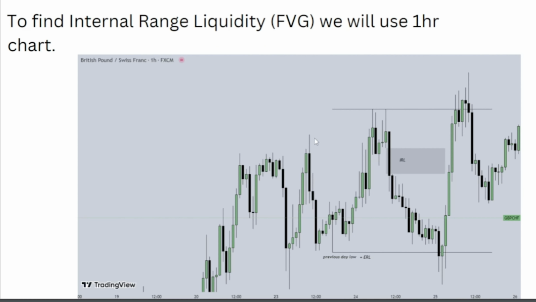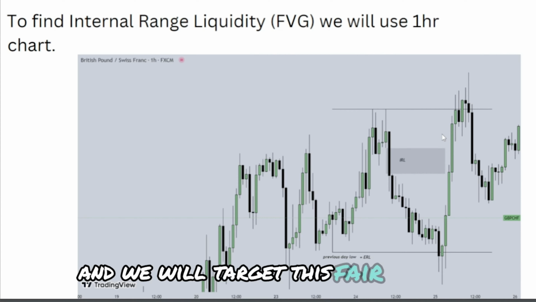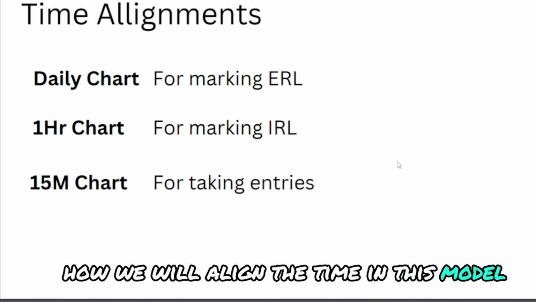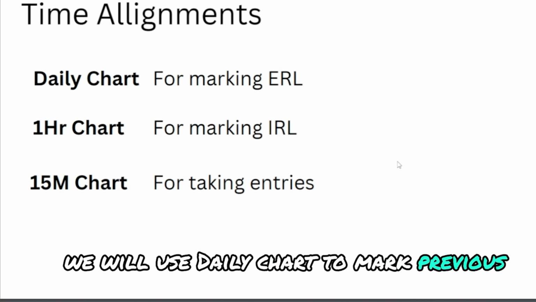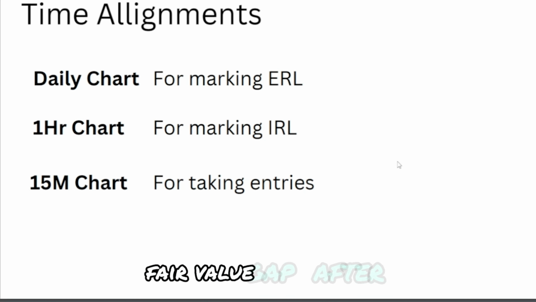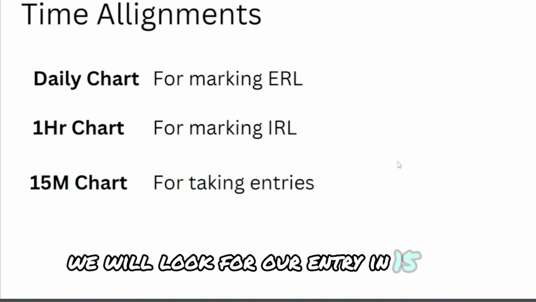To find a fair value gap, we will use the 1 hour chart. Market took the previous day low and now we look for a long entry here and we will target this fair value gap in the 1 hour chart. How will we align the time in this model? We will use the daily chart to mark the previous day high and low and then we will use the 1 hour chart for marking the fair value gap. After that, we will look for our entry in the 15-minute chart.